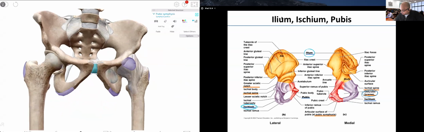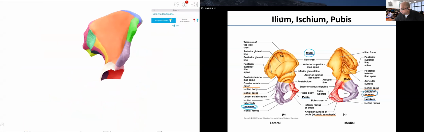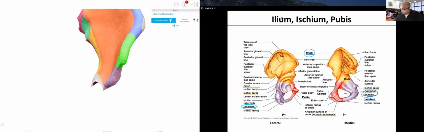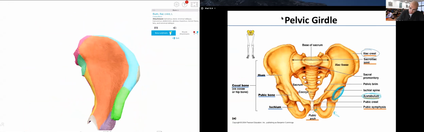If I want to look closer at the ilium, you'll see that the ilium has a crest. We call this the iliac crest. You can feel part of it in your back, in the lower back. This is where the belt that you're using is gonna be held. So you're holding the belt of your pants on the iliac crest.